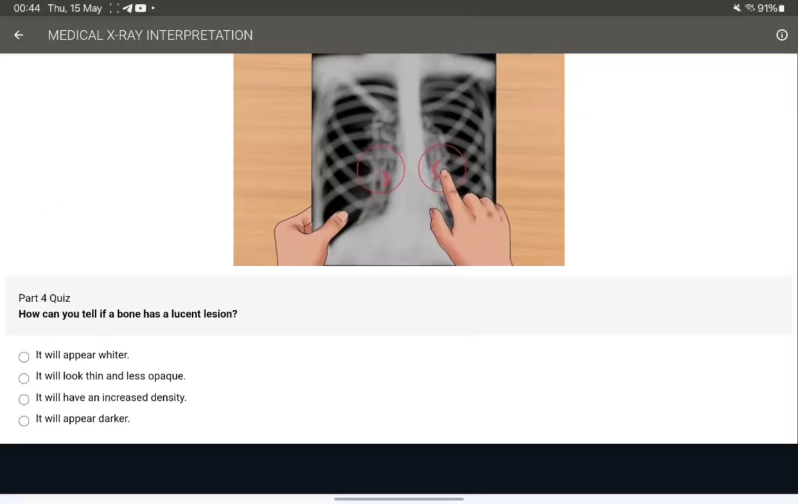We have another and last quiz for this section on how to read an X-ray. How can you tell if a bone has a loosened bone or lesion? It will appear whiter, or it will look thin and less opaque. It will have an increased density. It will be darker. Okay, the solution for this quiz is that a loosened bone lesion will look thin and less opaque than the other adjacent normal bone. Now moving to the next.